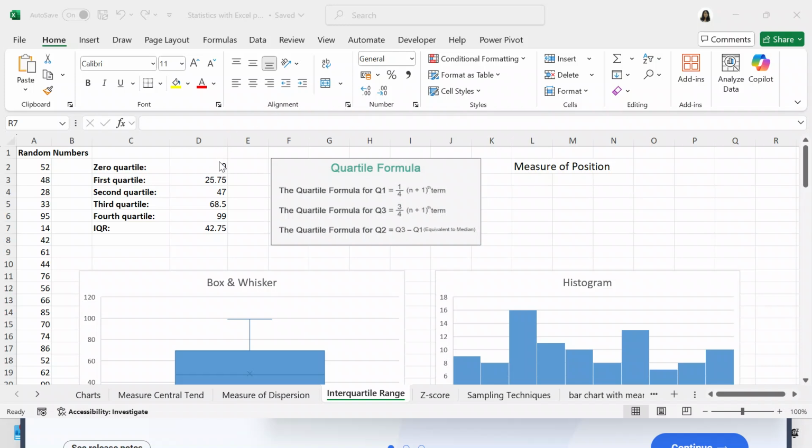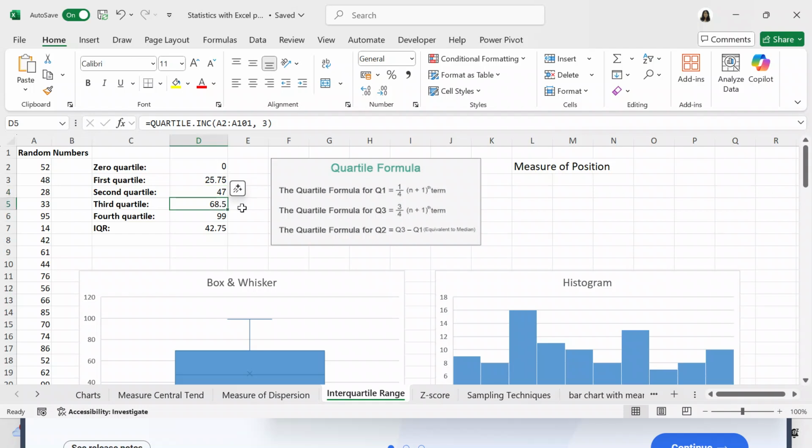So we come over here to the 0 quartile, and QUARTILE.INC with A2 to A101, 0. That's your 0 quartile, so it gives you a 0. You've got your first quartile, QUARTILE.INC A2 to A101, 1. So that's your first quartile there. You've got your second quartile, QUARTILE.INC A2 to A101, 2. That's your second quartile, which is 47.